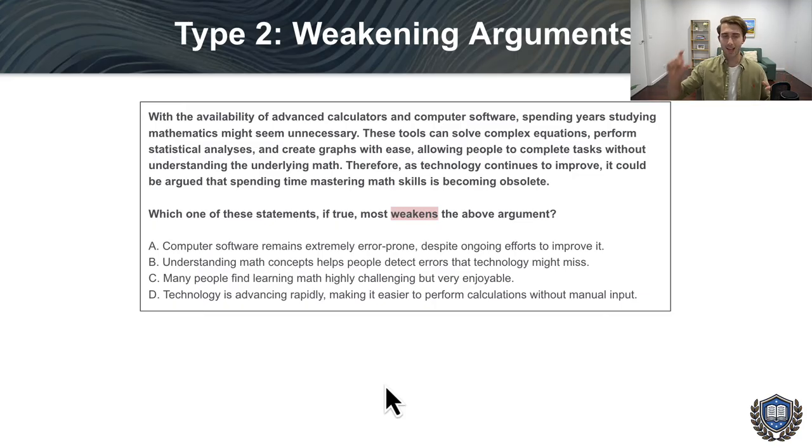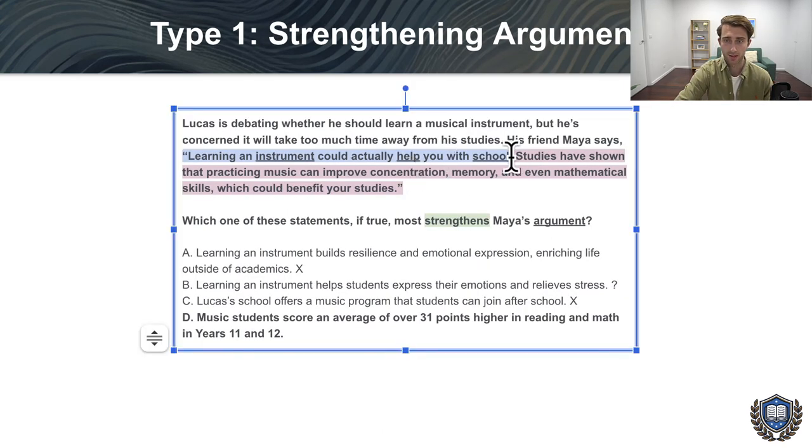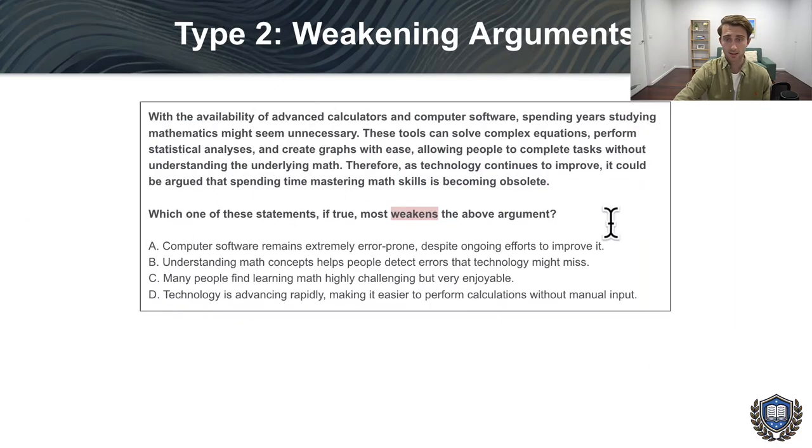The other one, it said, Maya thinks this. Maya says this, and it had her conclusion. This one requires a little bit more analysis to find the conclusion. And so you want to notice here that in that one, the conclusion came right at the start. Maya says, blah, blah, blah. But it's not always going to be at the start. In this case, there's actually one word that gives away where the conclusion is.